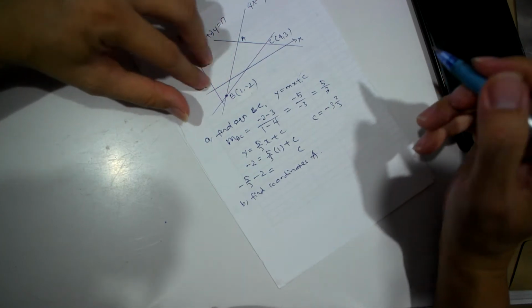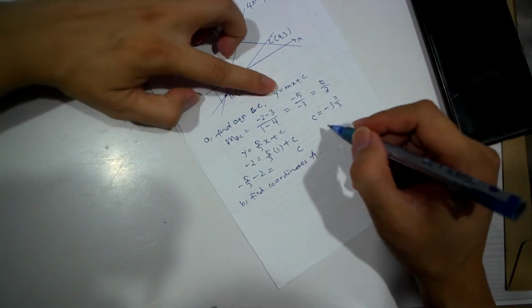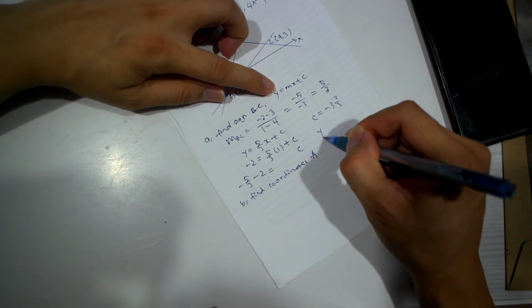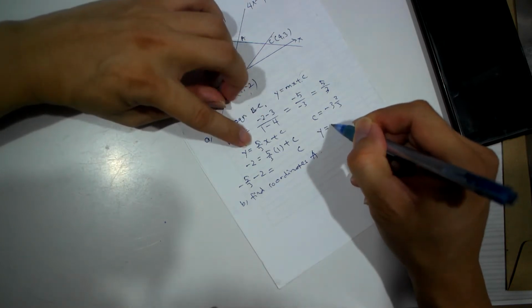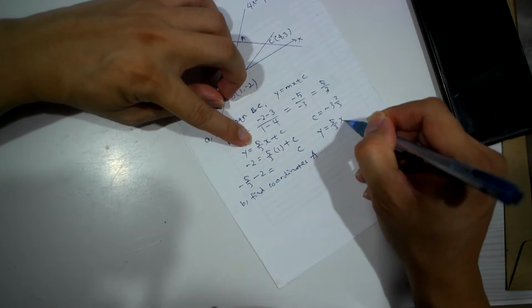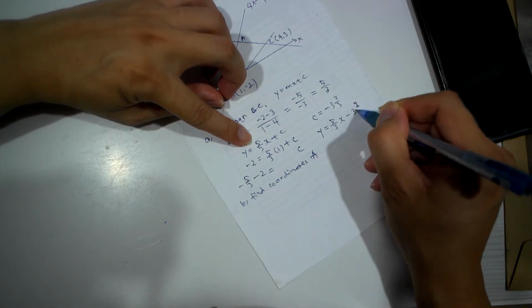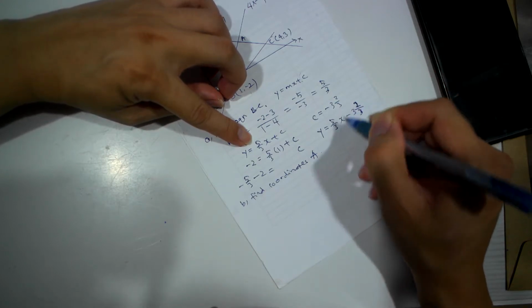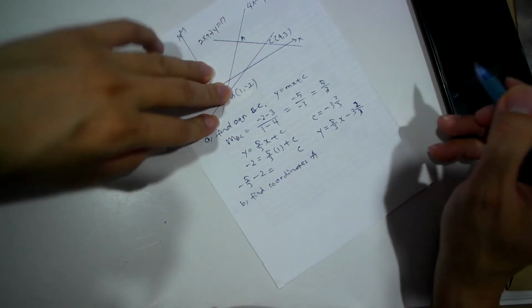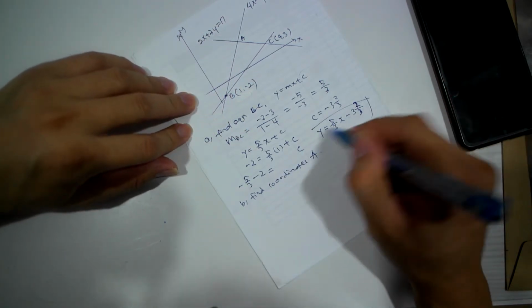Okay, so basically this is the answer. So we just have to rewrite it, make it into y equal to positive 5/3 x minus 3 and 2/3. You can leave the answer like that, or even though it can be in improper fraction, it is okay. Just this will be the answer.